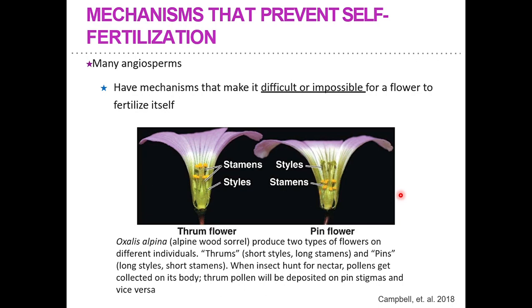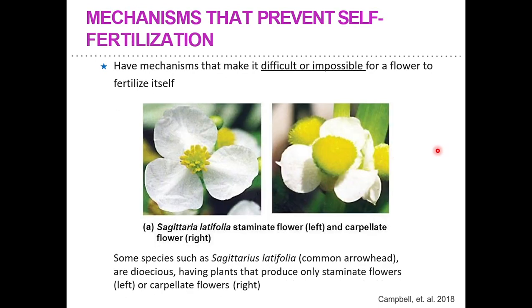So when an insect hunts for nectar, pollen gets collected on its body, and then thrum pollen will be deposited on pin stigmas and vice versa. So they cannot fertilize their own selves. This is another example, Sagittaria latifolia, commonly known as arrowhead. These are dioecious plants that produce only staminate flowers or carpellate flowers on the right. So they have different features.